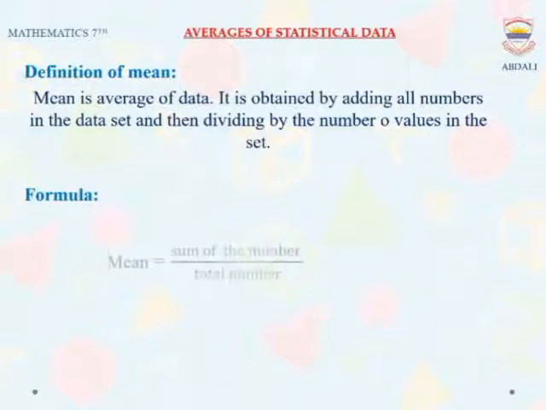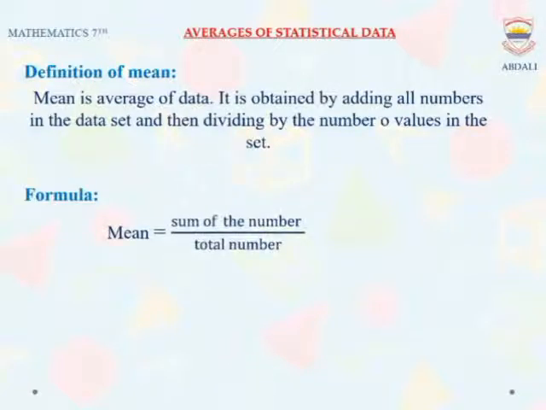Okay? The formula to find the mean of any ungrouped data is mean equals the sum of the numbers divided by the total numbers. As we read in the definition, in the numerator we will find the sum of all numbers, and in the denominator we will count the total numbers and write them. So this is a way to find mean.